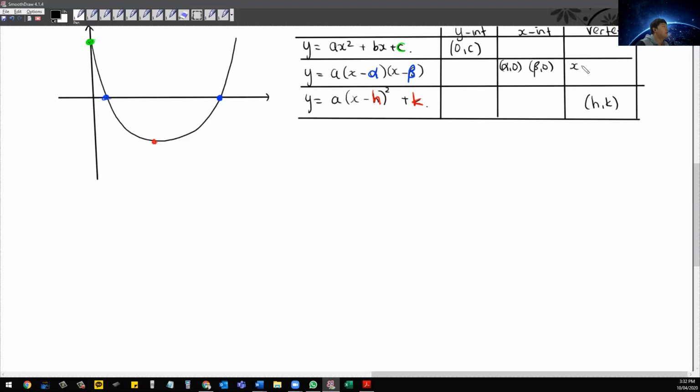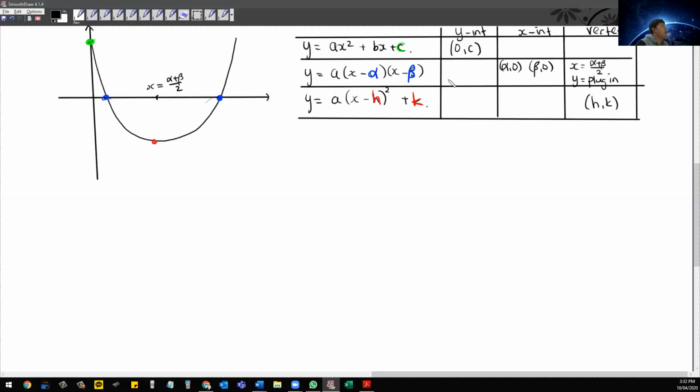the x value is the average of the two intercepts. Just take the average between this and this, then you get this value. So this will be x equals alpha plus beta over 2. And the y value would be just plugging this x value into the original equation. So you just plug that in. That's how you do it.